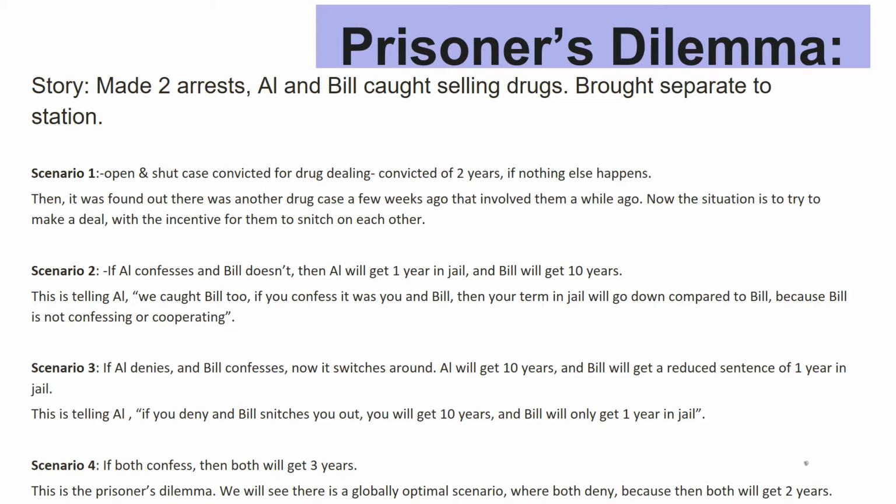Scenarios 2 and 3 are trying to get one to confess and snitch on the other, and then the other one does not confess, they deny the charges. Those are the results that they will get. One will get 10 years in prison, and the other will get 1 year in prison. Scenario 4 is if they both confess, then they both will get 3 years in prison. This is a prisoner's dilemma. We will see there is a globally optimal scenario where both can deny their charges and both will get 2 years. Based on their incentives and that there is no loyalty to each other, we will see that they may or may not pick an optimal scenario.